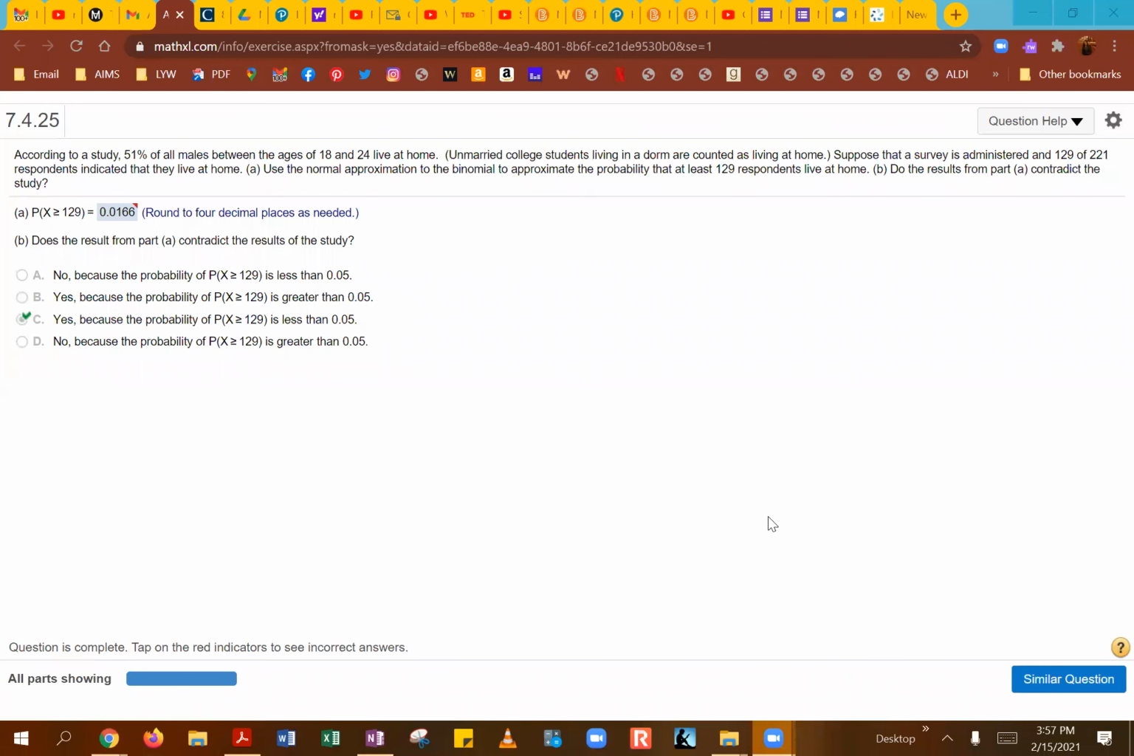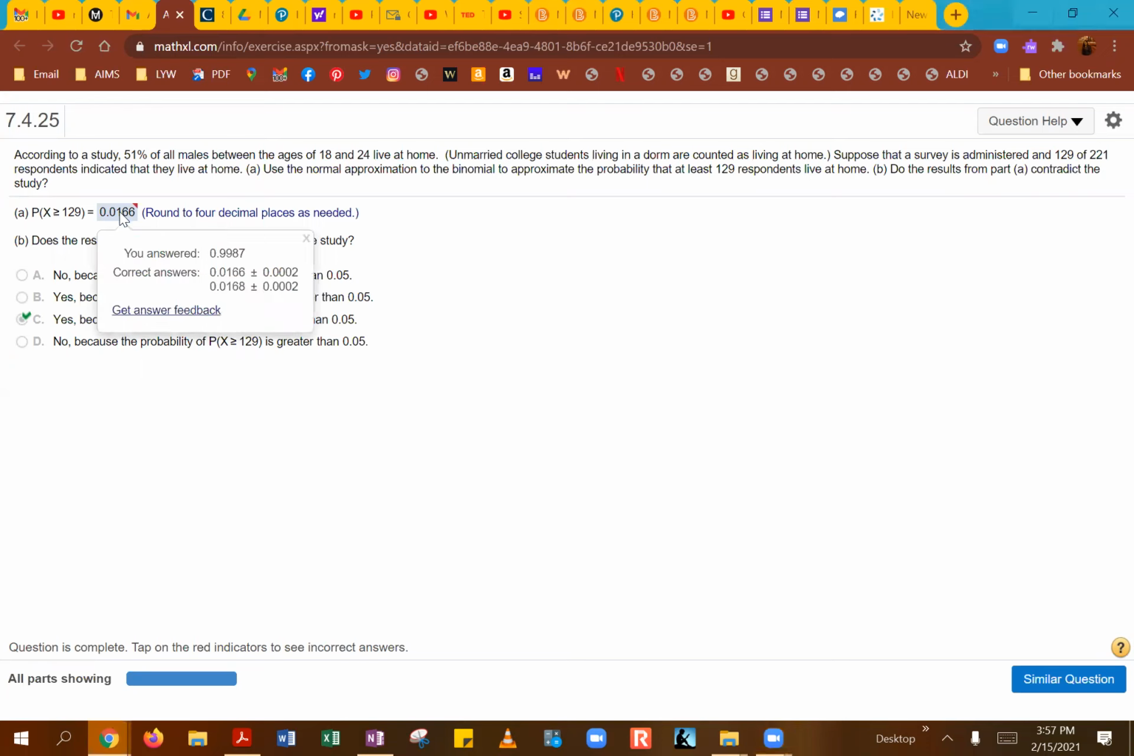Okay, let's take a look at this example. So as you can see, the student in this example did not get the first part correct. They answered 0.9987, whereas you can see the correct answer is 0.0166. So let's take a look at how we need to go about doing this.